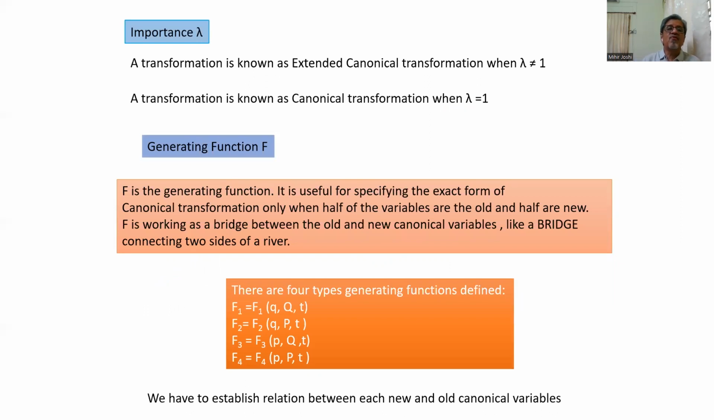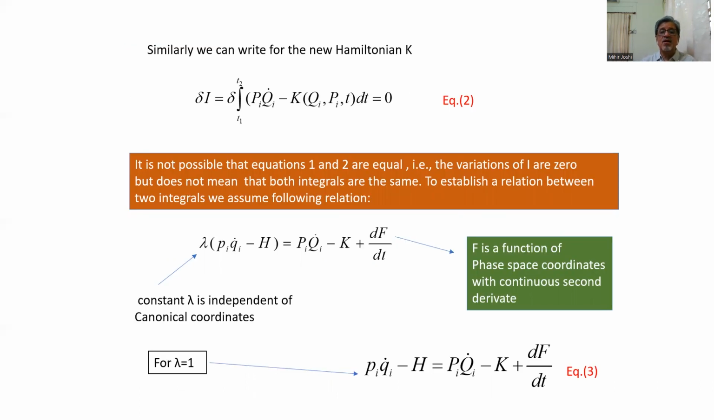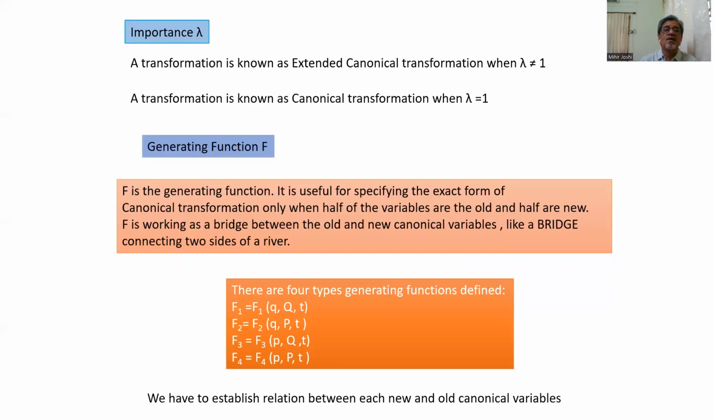Now, the importance of λ. A transformation is known as an extended canonical transformation when λ is not equal to 1. So if we go back to the equation, if λ is not equal to 1, that is known as an extended canonical transformation. When λ is equal to 1, the transformation is known as a canonical transformation. So we have two different transformations: an extended canonical transformation when λ is not equal to 1, and a canonical transformation when λ is equal to 1.